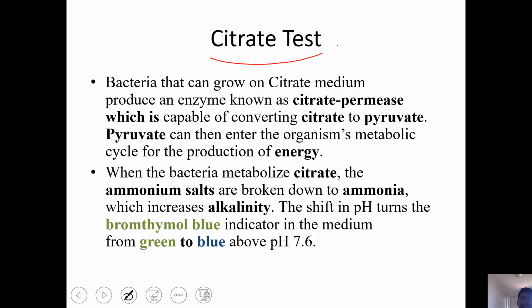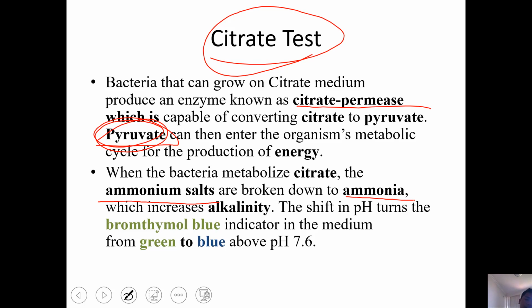So next is the citrate test. In this test we will detect whether the bacteria is able to produce the citrate permease enzyme or not. In the medium there will be only the citrate, so the citrate will be the only food for the bacteria. If the bacteria is able to produce the citrate permease, then the citrate will be changed into the pyruvate, and this is called the energy source. Then the bacteria will metabolize and convert the ammonium salt into the ammonia.